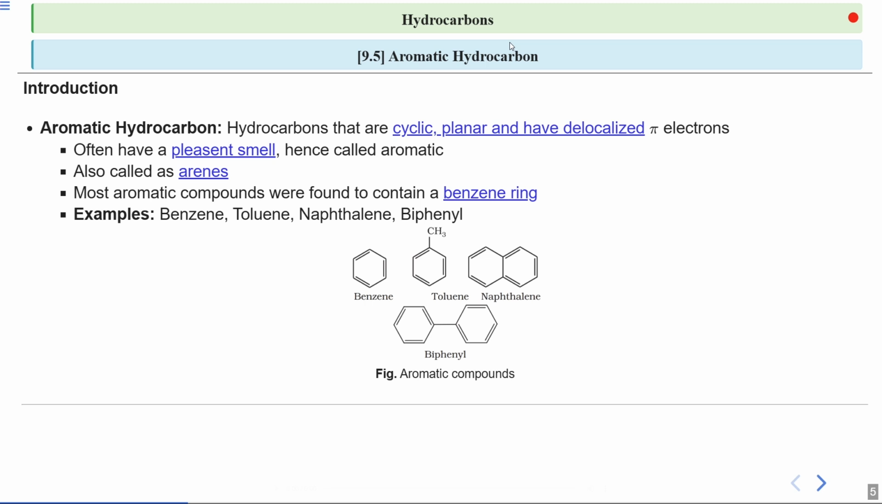So here are some examples. So you can see the structure of benzene. Then we have toluene, in which the benzene ring is along with a methyl group. Then we have naphthalene, which is basically two fused rings of benzene. And then we have biphenyl, where two benzene rings are connected by a single covalent bond.